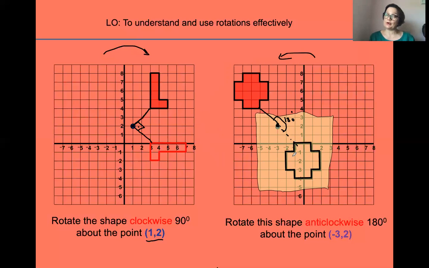Okay, so plot the rotation point first. Join the rotation point with one of the closest points or vertices of the shape. Trace the shape and that line that joins the rotation point with the closest point of the shape. And that's how you rotate. Be careful what the question says, clockwise or anti-clockwise. That will make a big difference to the image of the shape.